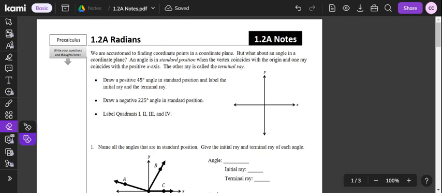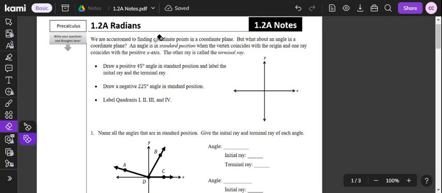All right, this is lesson 1.2a. This is about radians. So radians are just another way to measure angles. We'll talk more about that in just a moment. So let's dive in. It says we are accustomed to finding coordinate points in a coordinate plane.